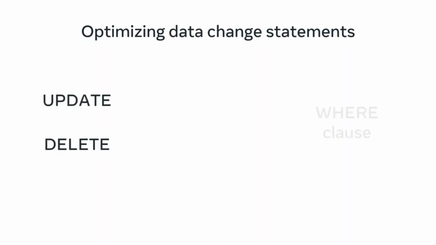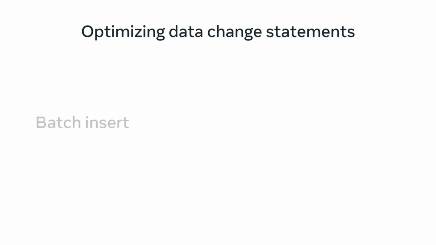For example, to optimize update and delete statements, you first need to optimize the conditions in the where clause. And insert statements can be optimized by performing batch inserts. This means inserting more than one row in a single insert operation. For now, you just need to be aware of the distinction between data retrieval and data change statements. You'll explore them in more depth later in this lesson.